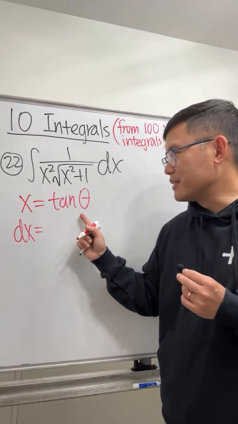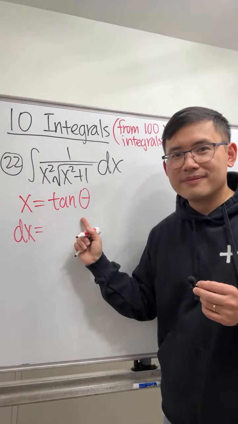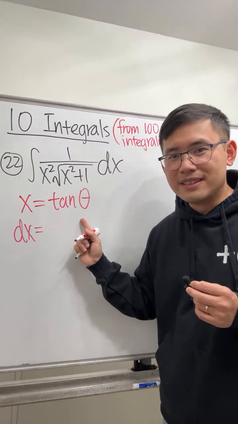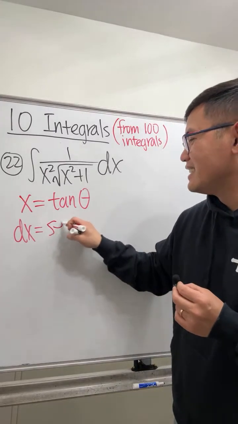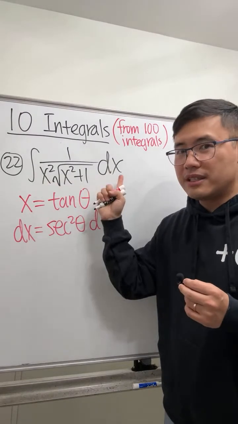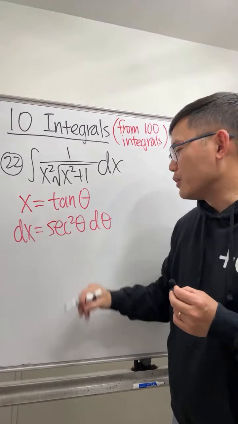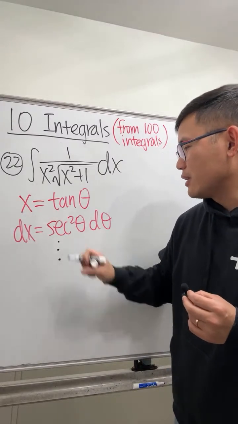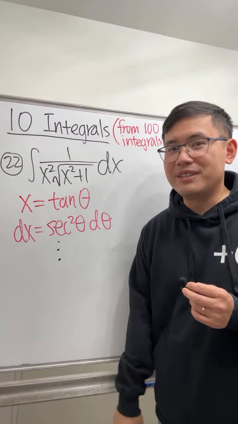What's the derivative of tangent theta? Thank you, Carol. Secant squared theta d theta. And then you are going to take this integral to the theta world and then go ahead and just work it out. Work it out completely.